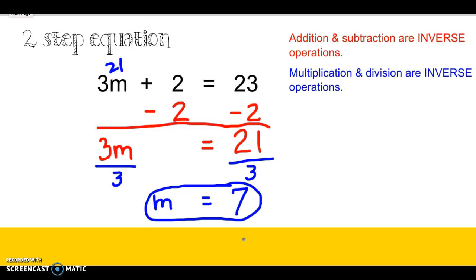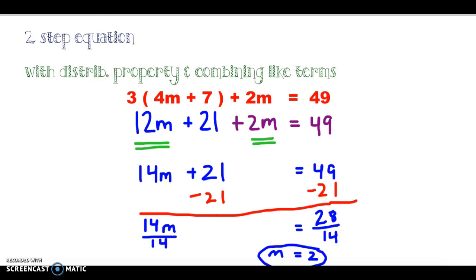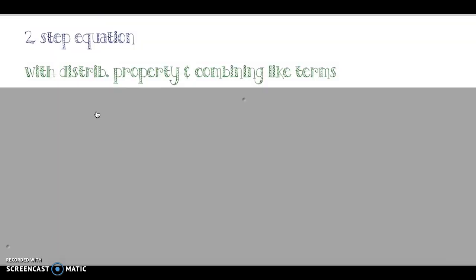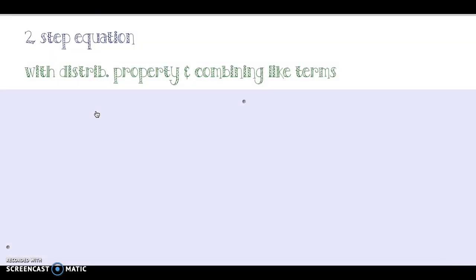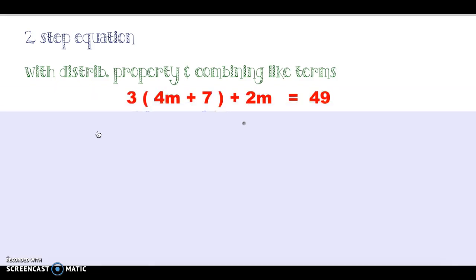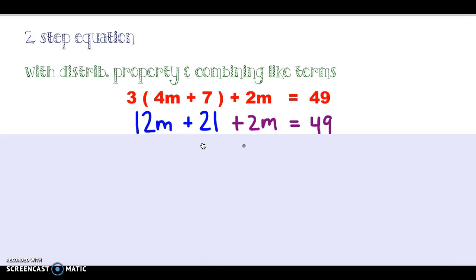Here's a more complicated two-step equation. This one uses the distributive property and combining like terms. Here's our equation. 3 times 4m plus 7 plus 2m equals 49. First, I'm going to get rid of the parentheses by distributing the 3 on each of those terms, or whoop whoop, as we like to call it. That will give us 12m plus 21 plus 2m, because I still have that here, equals 49.